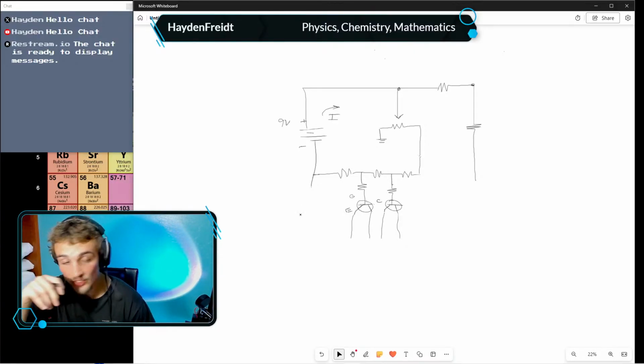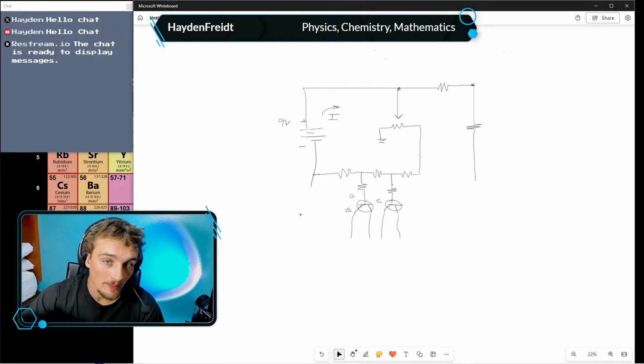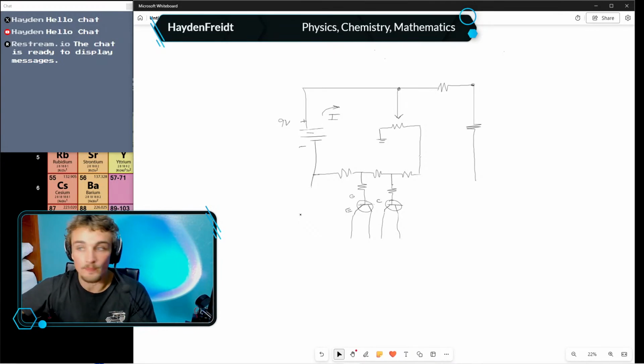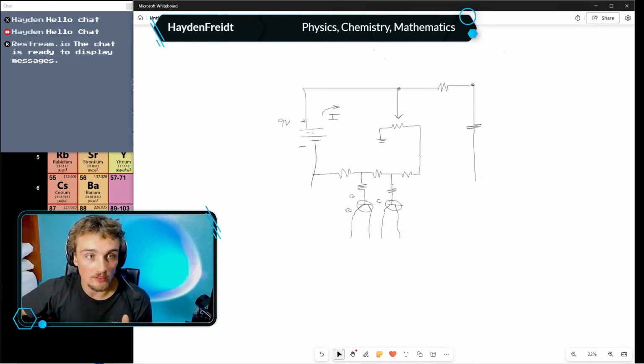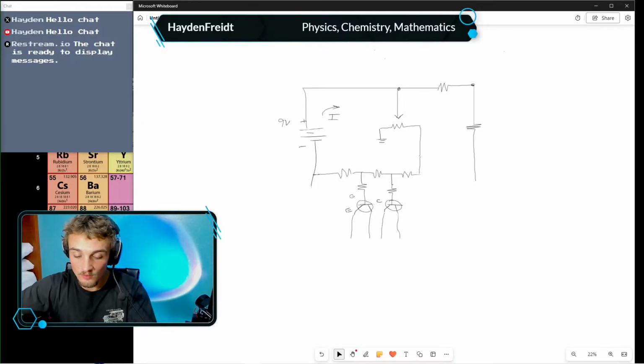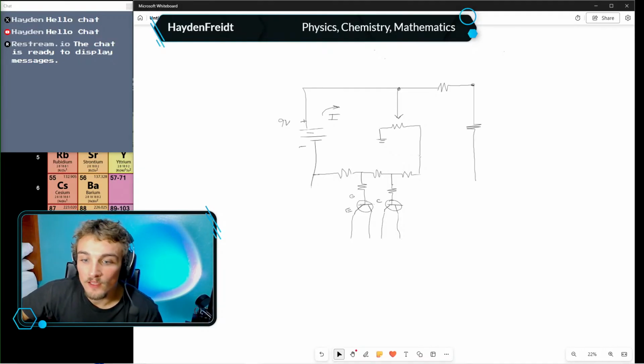There's PNP transistors and then there's NPN transistors. I believe I'm dealing with an NPN transistor. Let's just look it up to make sure because I don't want to be wrong. 2N3904 data sheet, sure. Here, and then we can look at some specifications. NPN bipolar junction transistor.